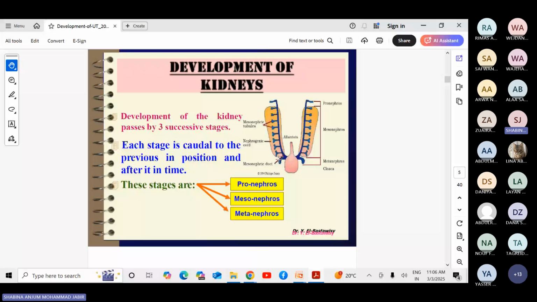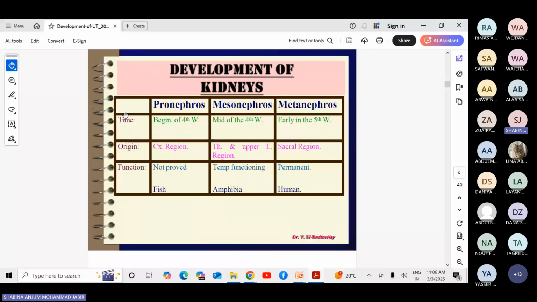The pronephros kidney will start developing at the beginning of the 4th week. After that, in the middle of the fourth week, it will degenerate and the mesonephros kidney will start developing. Then early in the fifth week, the mesonephros also disappears and the metanephros kidney will start developing. Pronephros develops where? In the cervical region. Meso will develop in the thoracic and upper lumbar region. And finally, the metanephros, which is the human kidney, will develop in the sacral region.